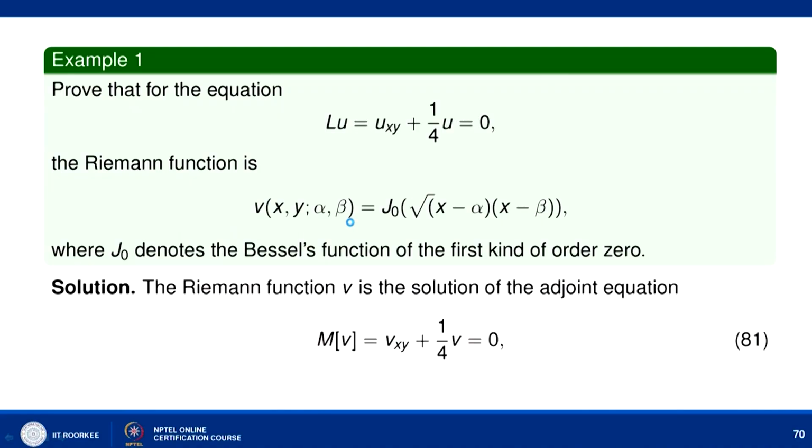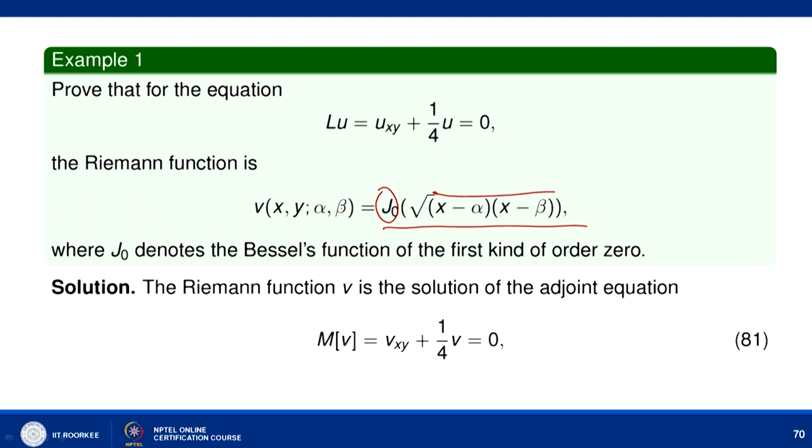So, now let us consider one simple example based on this, so that we can understand what we have just explained. The example is this: prove that for the equation Lu equal to uxy plus 1 by 4 u equal to 0, the Riemann's function, that is v, is J naught under root x minus alpha into x minus beta. Here J naught is the 0th order Bessel function of the first kind.